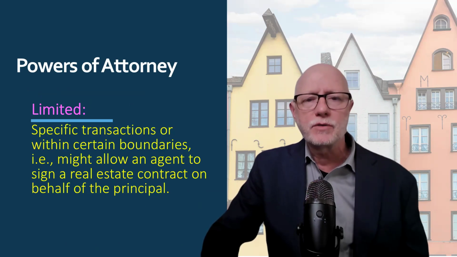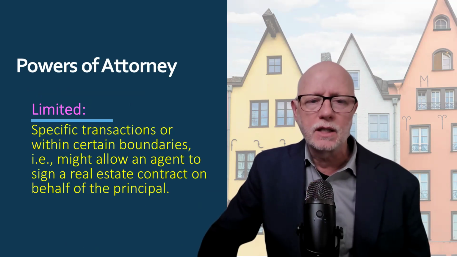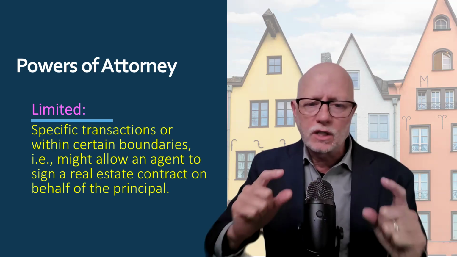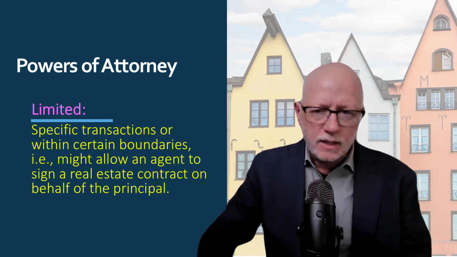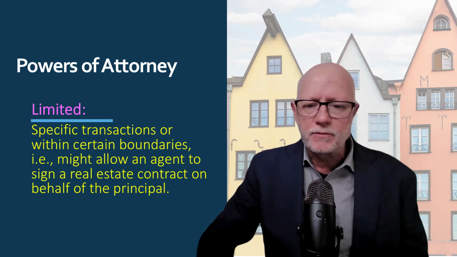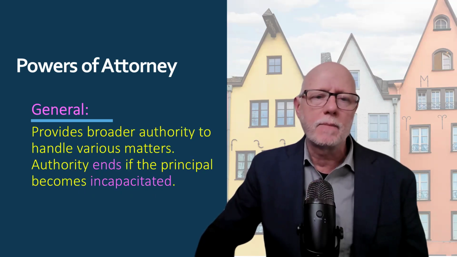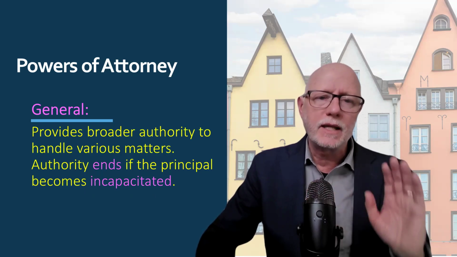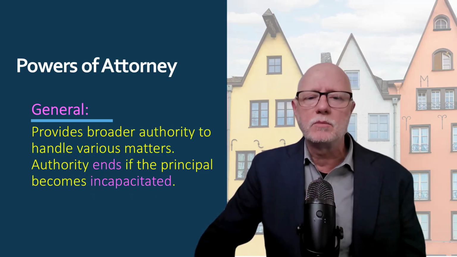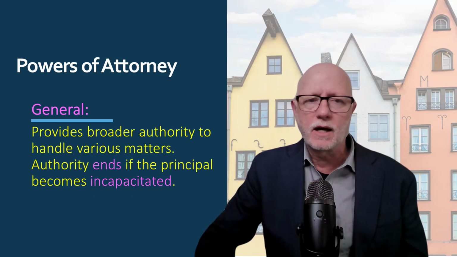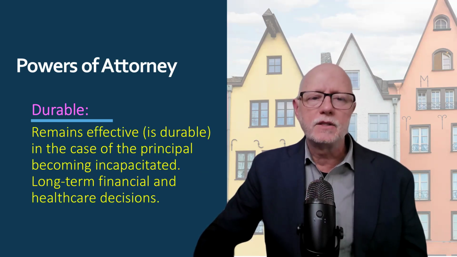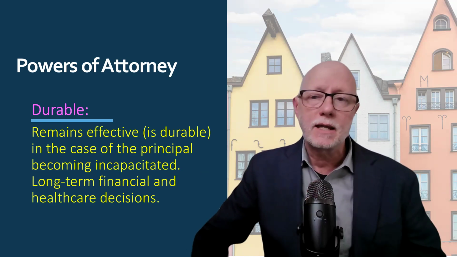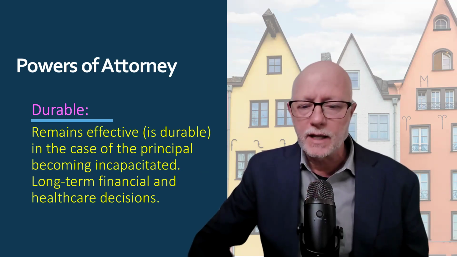Three types of powers of attorney we're going to talk about here. The limited, which is specifically for one action or a couple of actions. I'm going to do the real estate contract, or maybe I'm going to sign up for the title of a car, something like that. The general, which has broader authority, but it ends if the principal becomes incapacitated, like in the hospital or something like that. And then there's durable, which survives the incapacitated state and would be for long-term financial and health care.